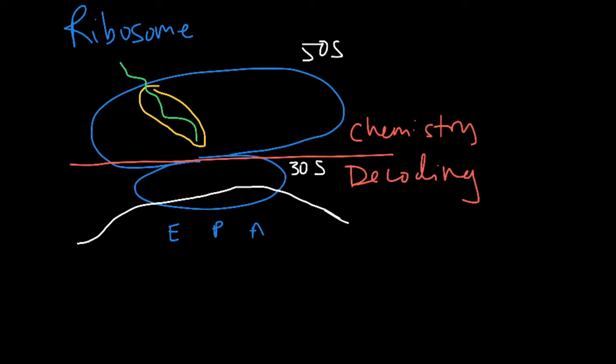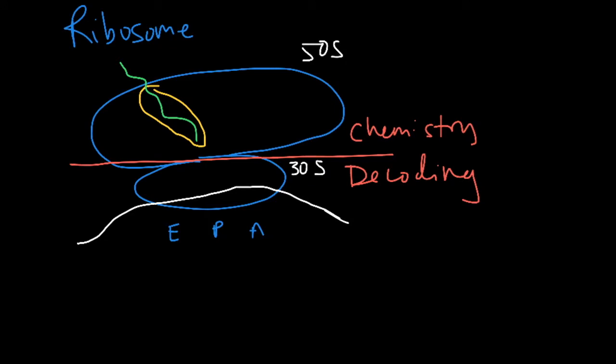Okay, so let's just go over the basics. The bacterial ribosome is composed of a 50S and a 30S subunit, where the 50S subunit is bigger than the 30S subunit. Remember that the chemistry of translation, where the peptide bonds form, happens in the 50S subunit, and the decoding, or the matching of the proper anticodon in the tRNA to the codon in the mRNA, happens in the 30S subunit.